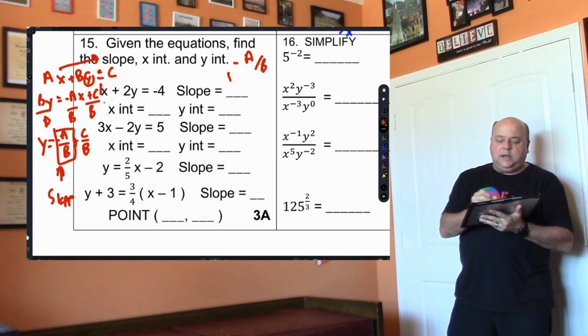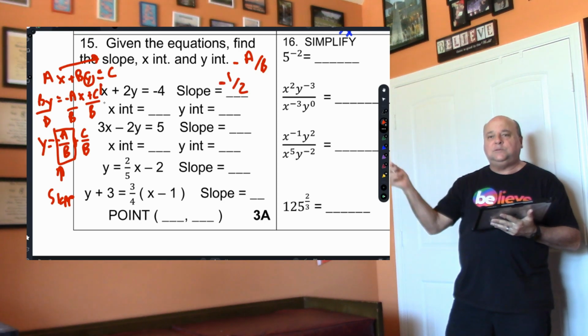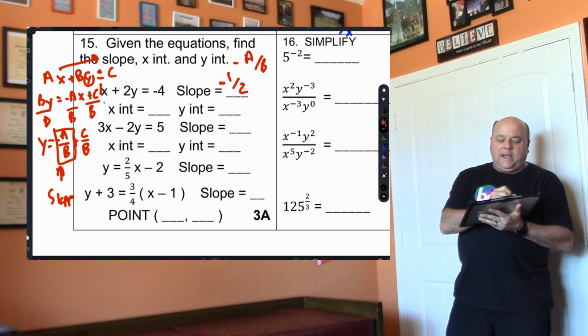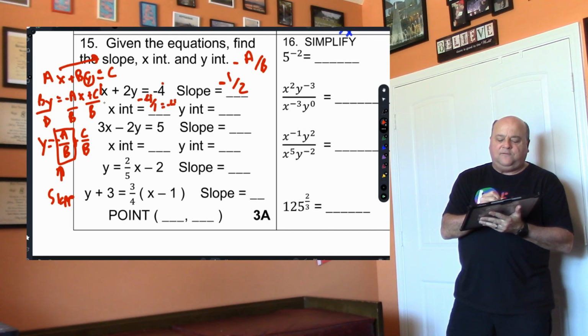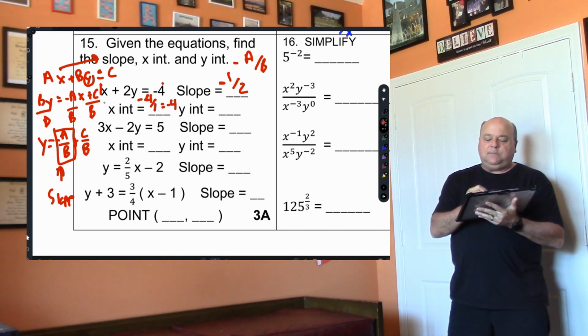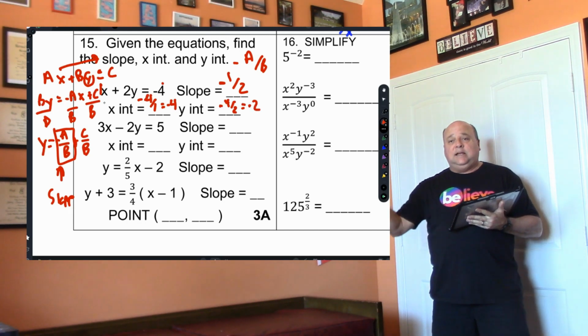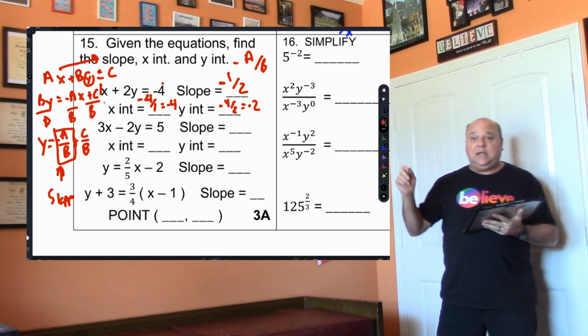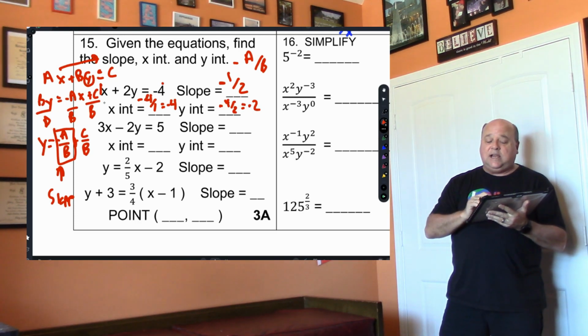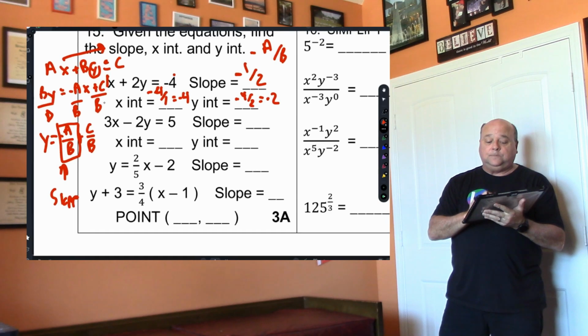So let's look at this one. The A is 1, the B is 2, the opposite of a positive is a negative. That's my slope. The x-intercept is negative 4 divided by 1, so negative 4. The y-intercept is negative 4 divided by 2, which is negative 2. C divided by B is the y-intercept. C divided by A is the x-intercept. Y'all have got to get this down. We're probably going to do another doodle notes on it.